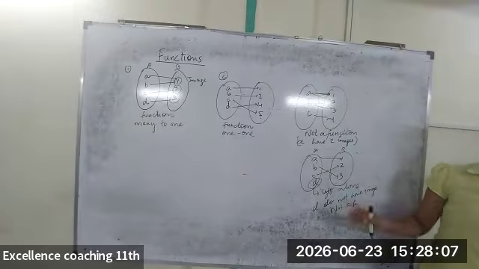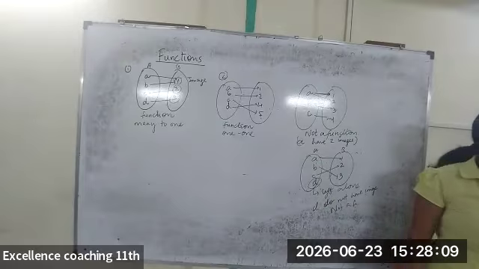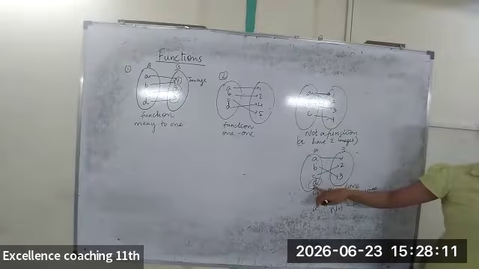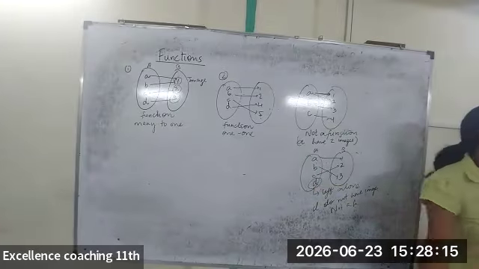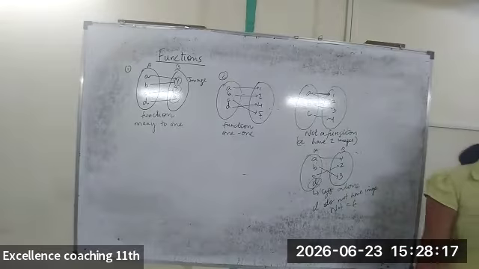And every element of set A should have an image. Now here, every element of set A is not having an image. So that is why it is not a function. So this is the definition.